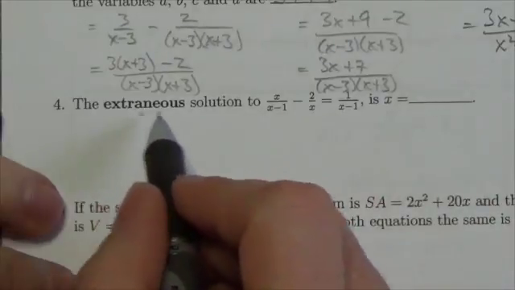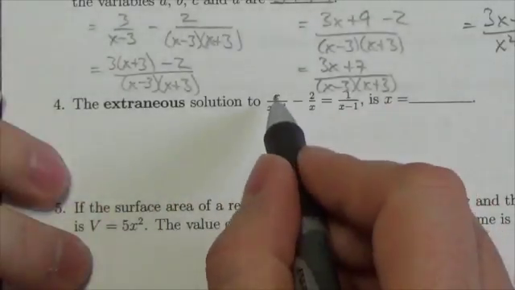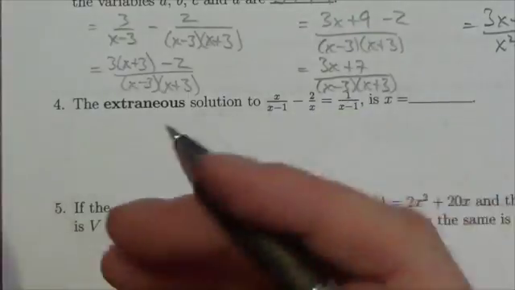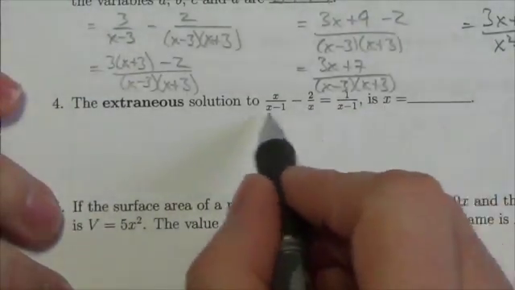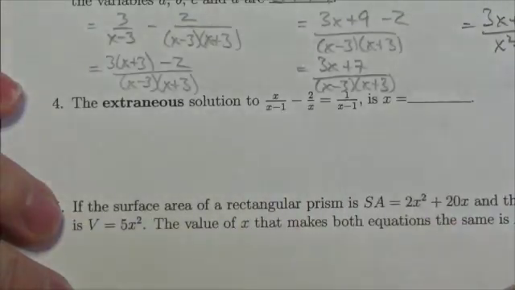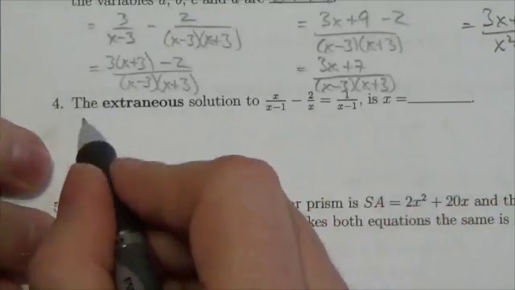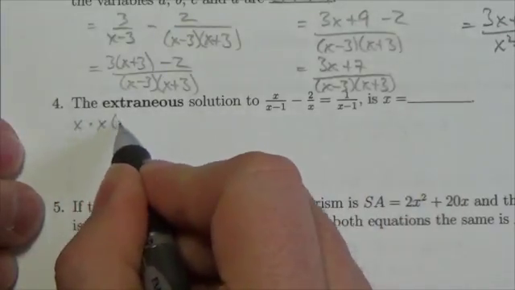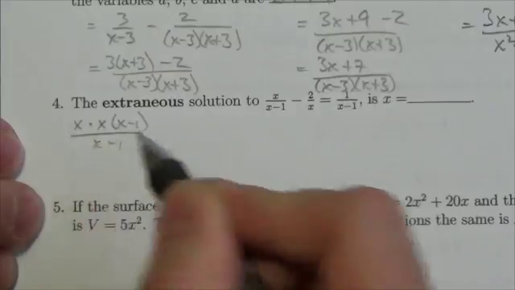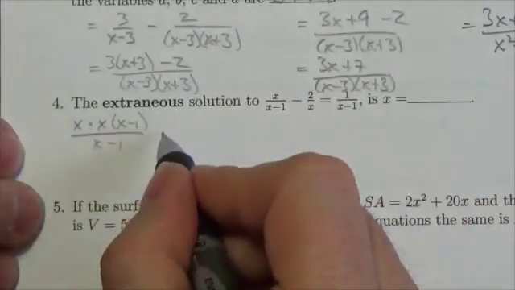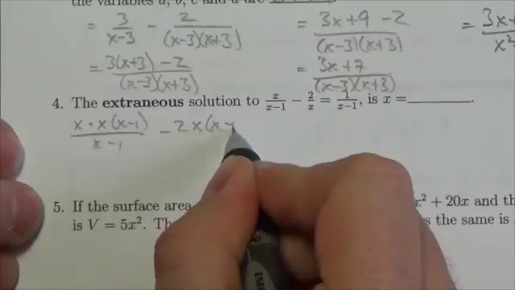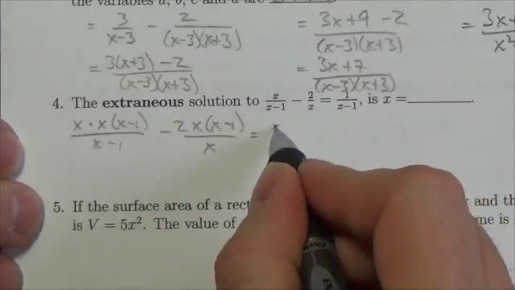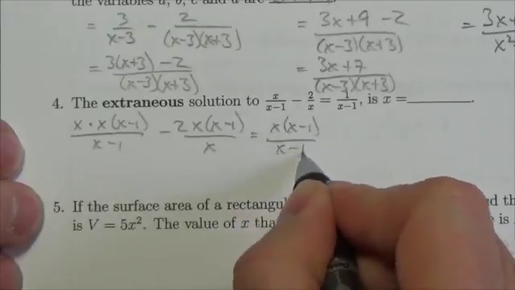So in this question we need to find the extraneous solution to the equation x over x minus 1 minus 2 over x equals 1 over x minus 1. Okay, well, we've got to solve it first. The common denominator here looks to be x times x minus 1, so I'm going to put that in every numerator. So this first one is going to become x times x minus 1 over x minus 1, minus 2 times x minus 1 over x, equals 1 times x minus 1 over x minus 1.